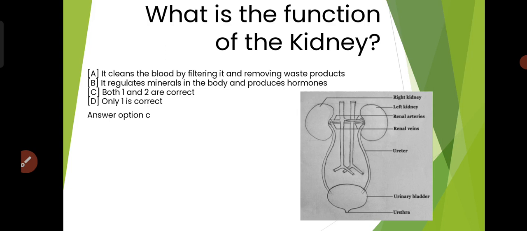And when we talk about the difference between renal vein and renal artery, the function of renal vein in kidney is that it carries filtered blood from kidney to heart, whereas renal arteries carry unfiltered blood from heart to kidney. Okay, now moving on to the next question.